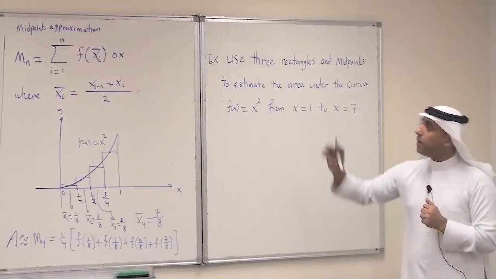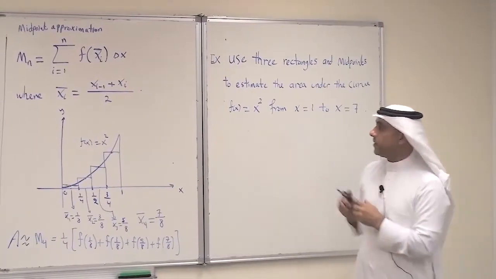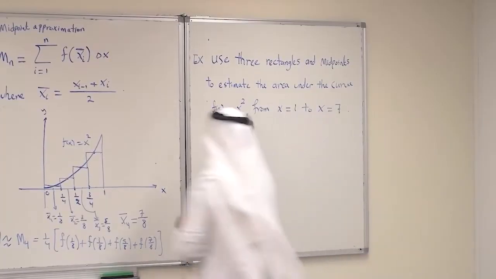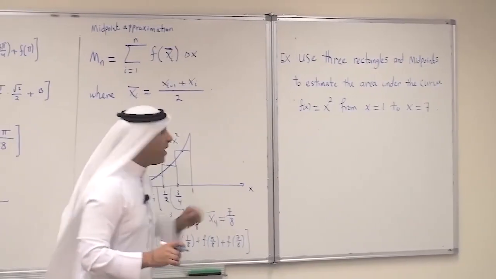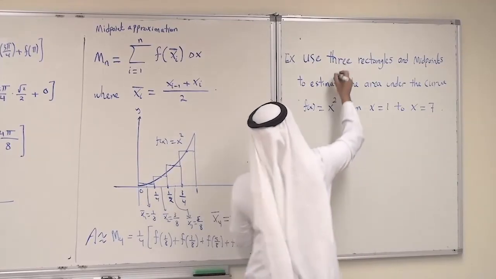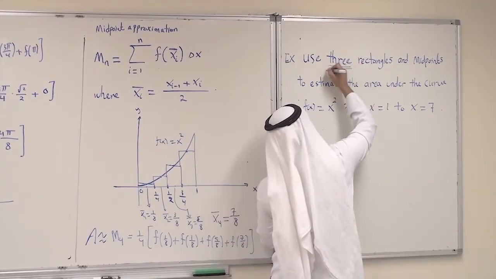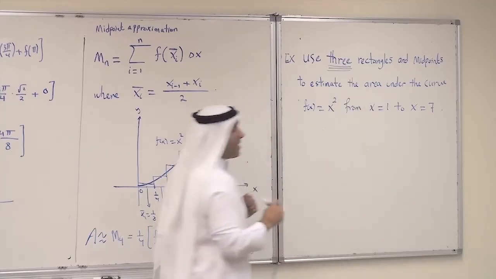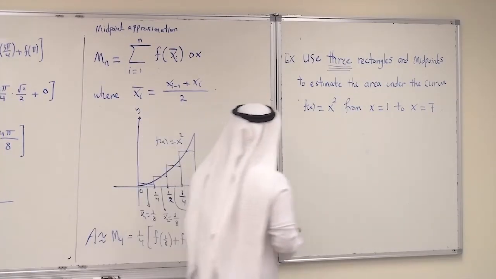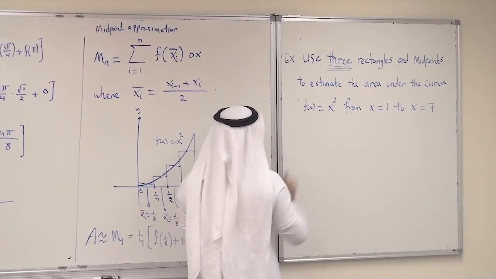So let us see now how to apply this formula for midpoint approximation in a specific exercise. Here we have f of x equal to x squared. We have the interval from 1 to 7. And we need to find the approximation by using 3 rectangles, or 3 sub-rectangles, for the area, to estimate the area under the curve.